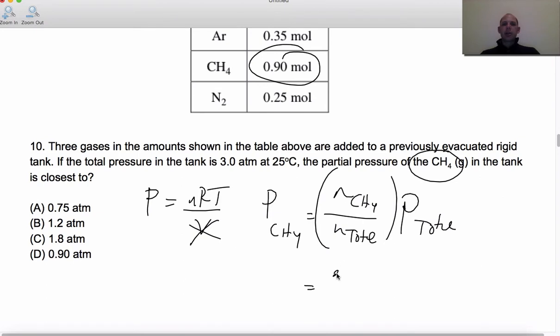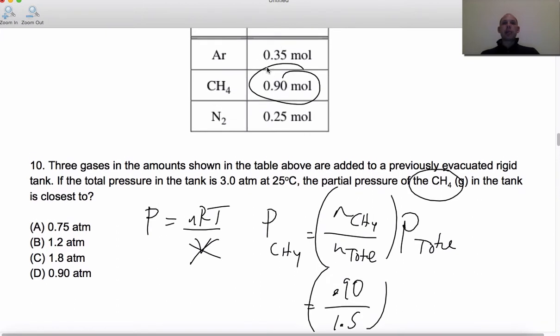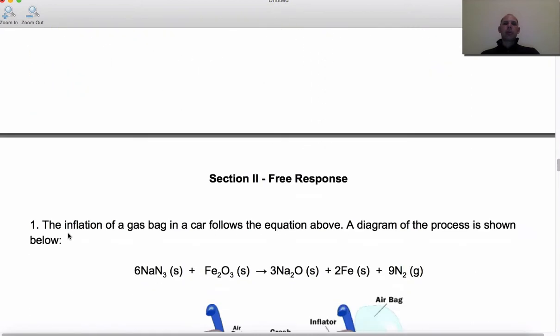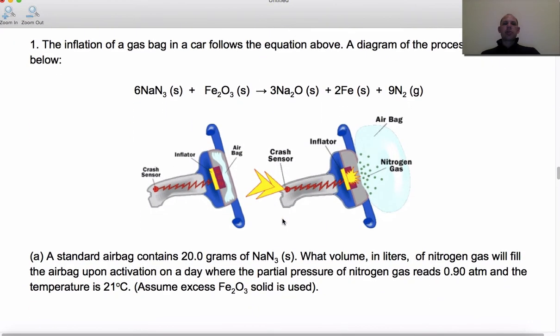So let's go and plug that in. That's going to be 0.90 divided by 1.5. That's the total moles because 0.9 plus 0.35 plus 0.25 is going to be 1.5, multiplied by 3.0, giving us the answer is C, 1.8. Let's go through the free response questions here.